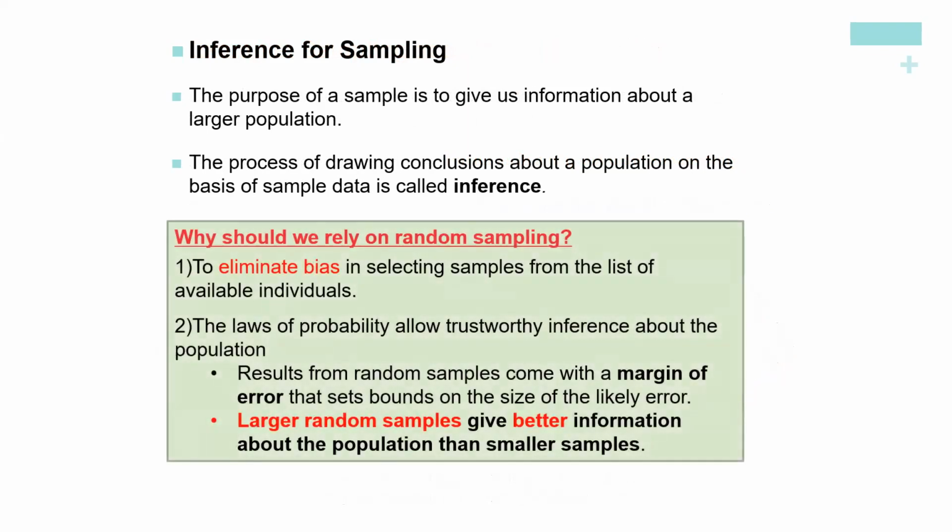And why should we rely on random sampling? Well, we need to use random sampling in order to eliminate bias. If something is truly random, that means the data is not being swayed in any particular way other than just by chance. So the main reason is to eliminate bias. The laws of probability allow trustworthy inference about the population. And results from random samples always come with a margin of error that sets bounds on the size.